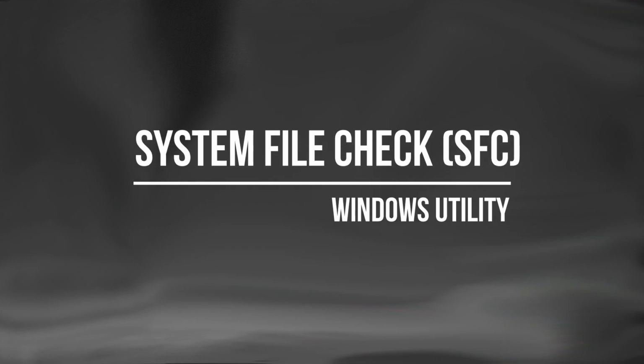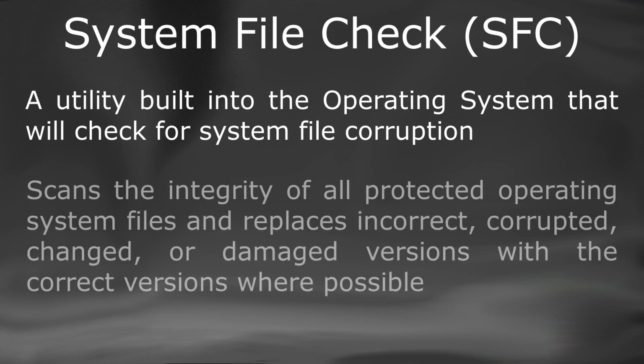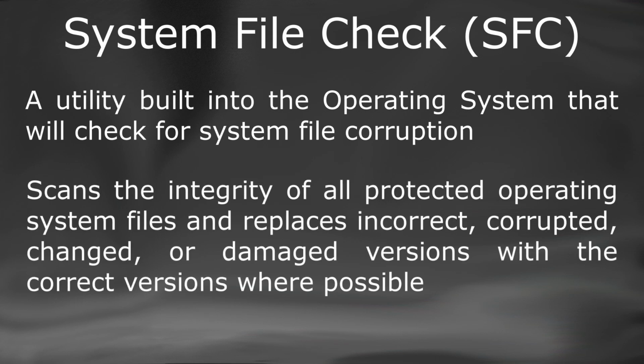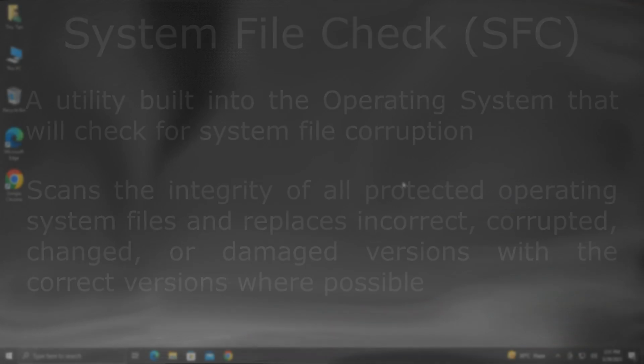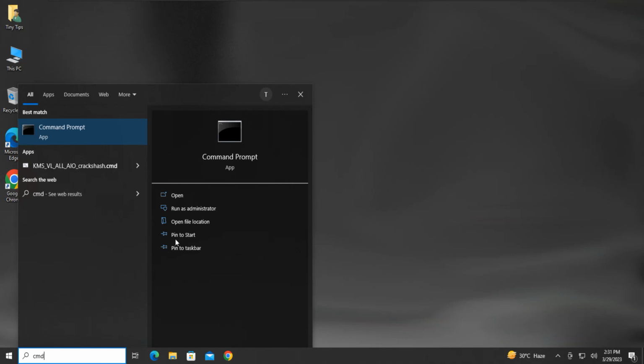Executing System File Check, SFC, command. System File Check is a utility built into the operating system that will check for system file corruption. It scans the integrity of all protected operating system files and replaces incorrect, corrupted, changed, or damaged versions with the correct versions where possible. To execute the System File Check command, open the command prompt as administrator.